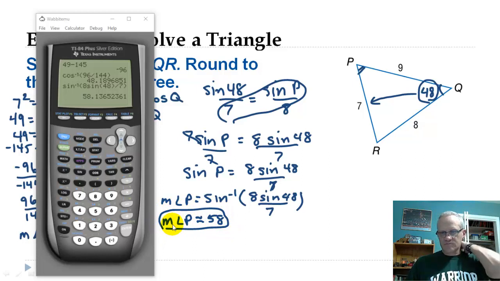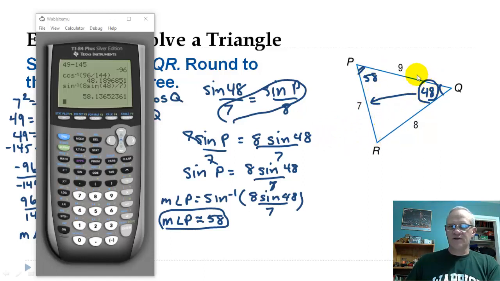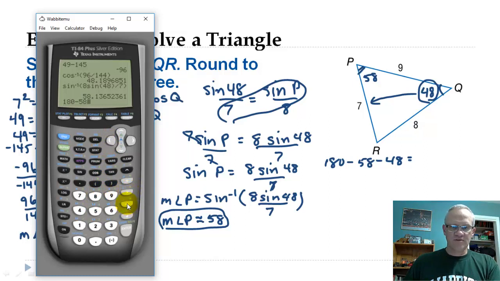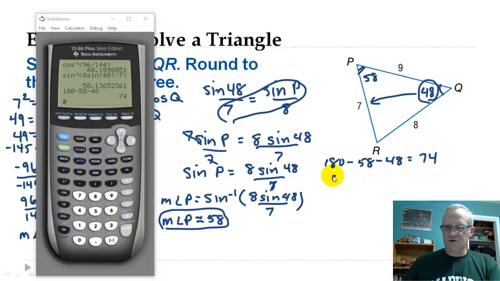And fortunately, where's my thing, 58. To find what's left, we just know there has to be 180 degrees, right? So we're just going to do 180 minus 58 minus 48. And so 180 minus 58 minus 48 would equal 74. And so that's your measure of angle R, 74.